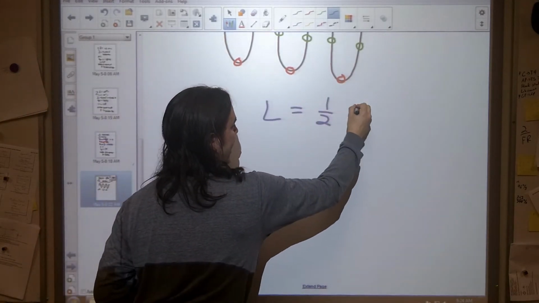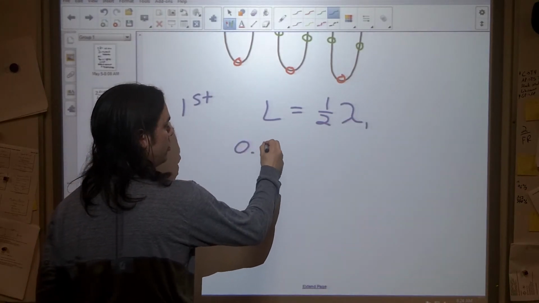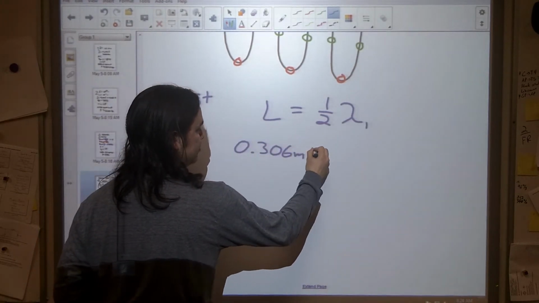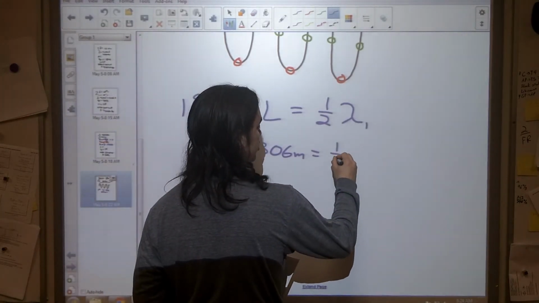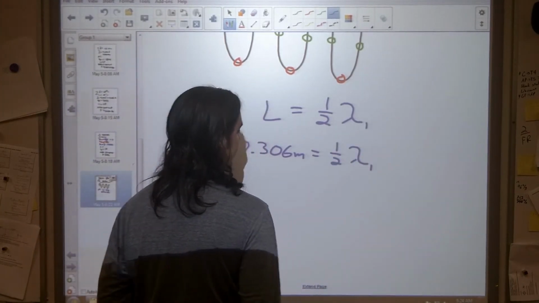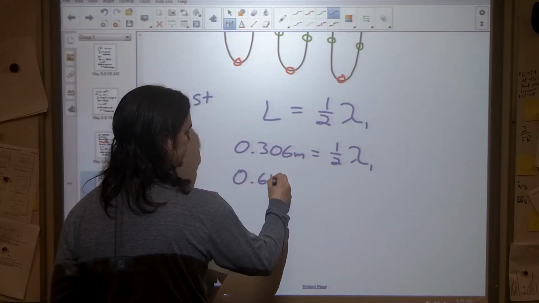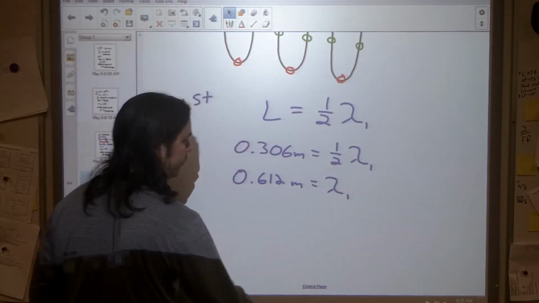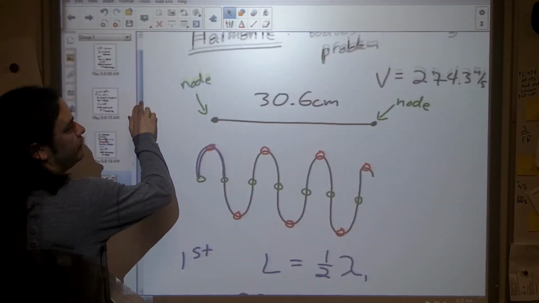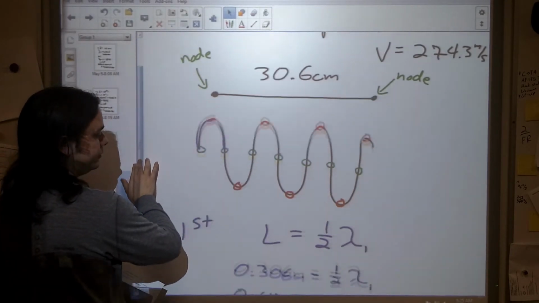so for my first harmonic, L equals 1/2 of a complete wave. And I know that my length is 0.306 meters. I'm going to convert it over to our SI, and that will be equal to 1/2 of our first wavelength. Well, I'll double this, and I should end up with 0.612 meters equals the wavelength of our first harmonic, the first wave that is going to fit in our problem.